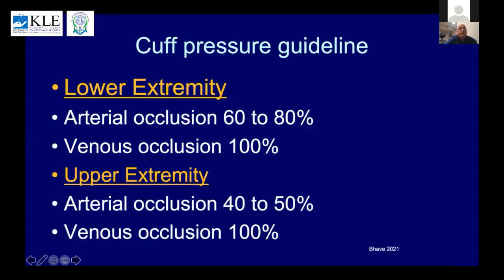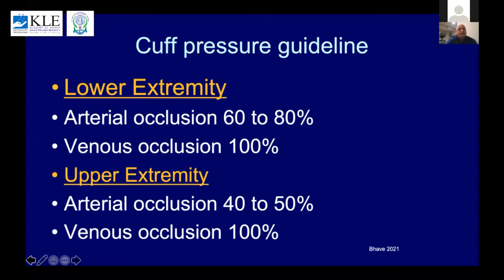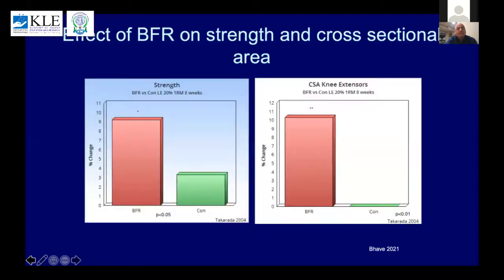So for the lower extremity, we do an arterial occlusion of 60 to 80% and a venous occlusion of 100%. And for the upper extremity, we do it at about 50% occlusion, and venous occlusion is always 100%. We usually do 75 reps at 25 to 30% of 1 RM for strengthening, and no more than 3 exercises are done for the patient.